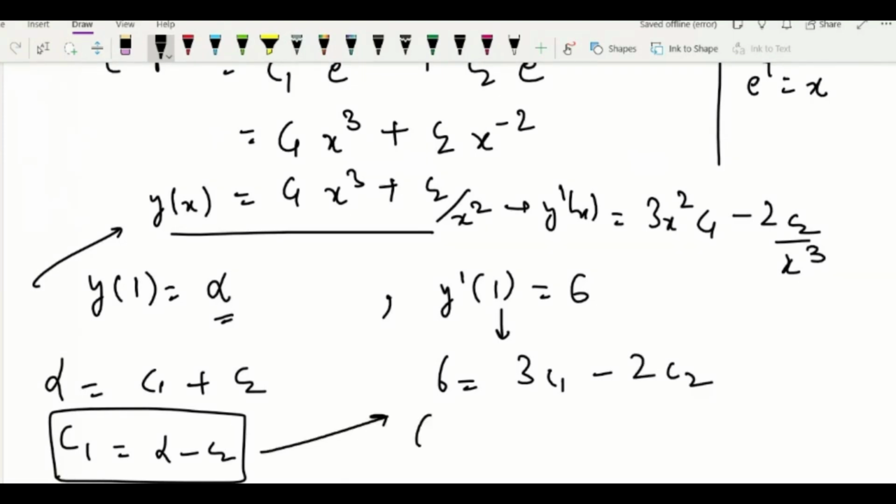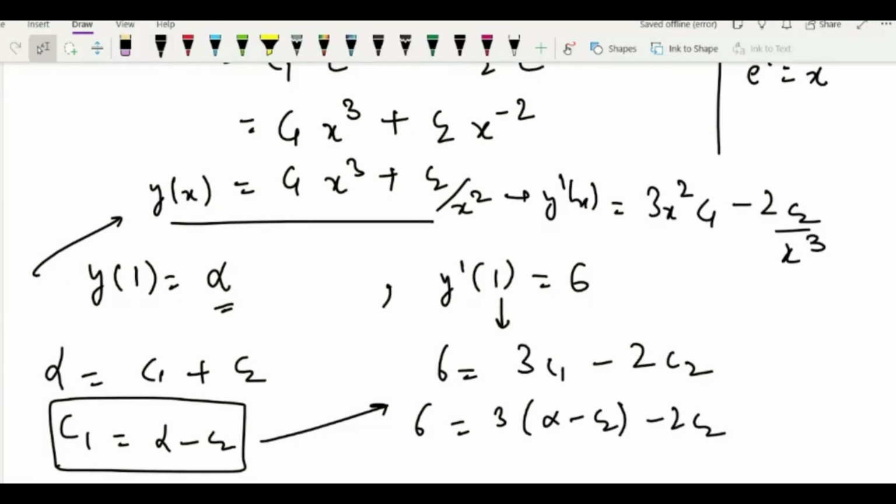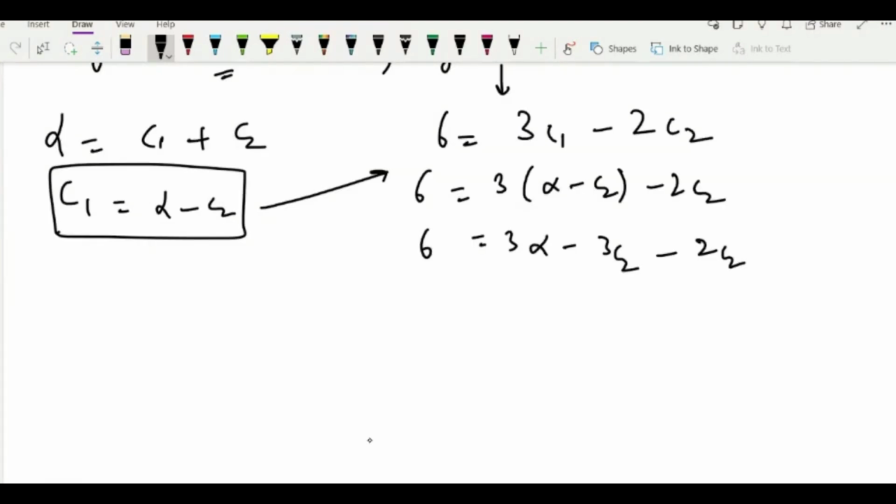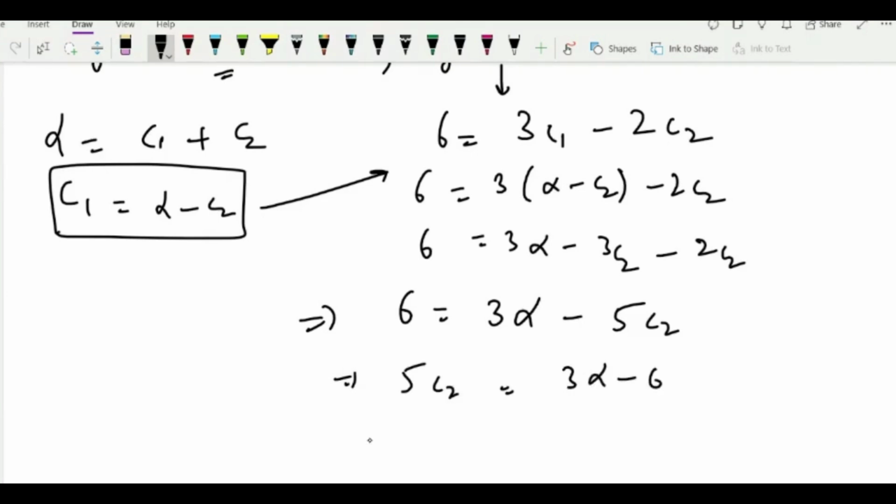And when we put the value of c1 here, alpha minus c2, minus 2c2, we get 3 alpha minus 5c2. So finding the value of c2, 6 is equal to 3 alpha minus 5c2, which will give 5c2 is equal to 3 alpha minus 6, and which gives c2 is equal to 3 alpha minus 6 upon 5. So here we get the values of c1 and c2 in terms of alpha.